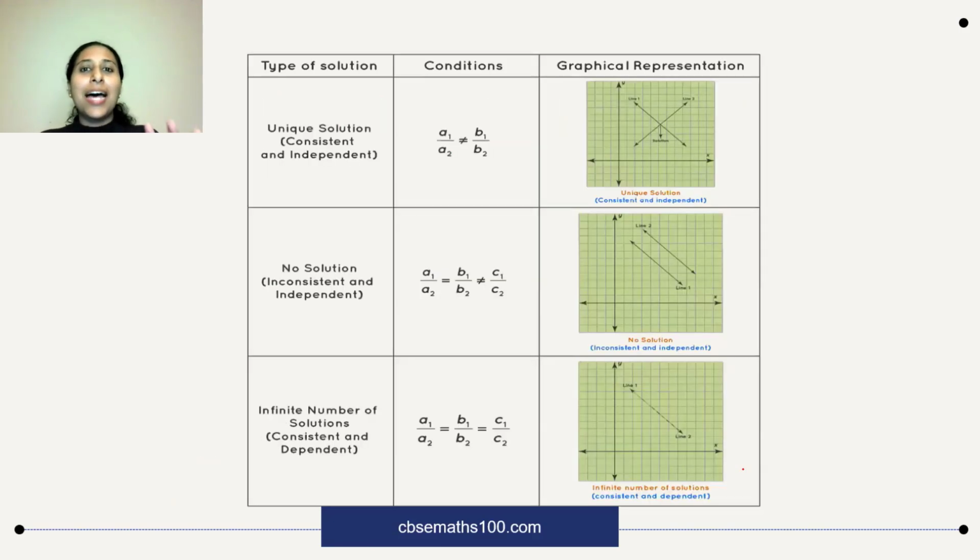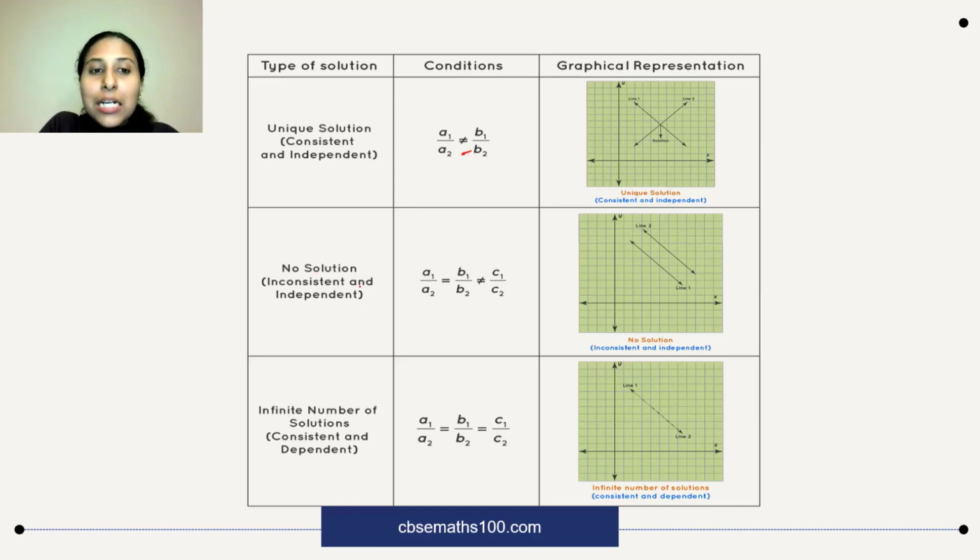Okay. And you need to remember the conditions. It's so important, this particular type of question, which is based on the conditions. Unique solution means consistent and independent, as we discussed earlier. The condition is what? A1 by A2, ratio of X coefficients, is not equal to ratio of Y coefficients. A1 by A2 not equal to B1 by B2. Values of constant does not matter here. A1 by A2 not equal to, the symbol not equal to is important, B1 by B2.